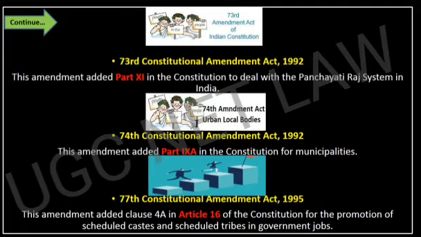Whereas the 77th Constitutional Amendment Act 1995 added Clause 4A in Article 16 of the constitution for the promotion of scheduled castes and scheduled tribes in government jobs. So when there is a 70s range like 73, 74, 75, remember that it is a 90s range.